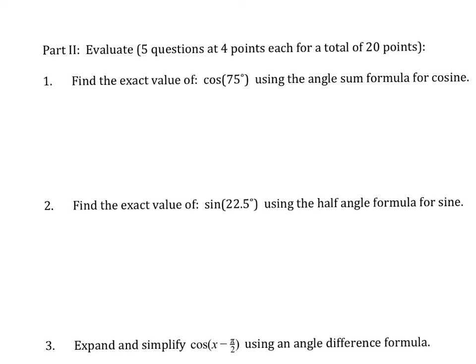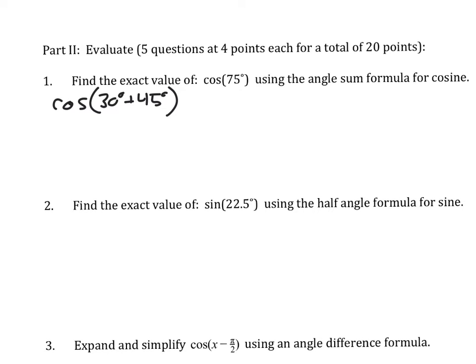So we could treat this as the sum of two angles. We could use 30 degrees and 45 degrees. We're choosing angles that have nice cosines and sines on the unit circle. So our favorites are things like 30, 45, 60, 120, 135, and so forth.